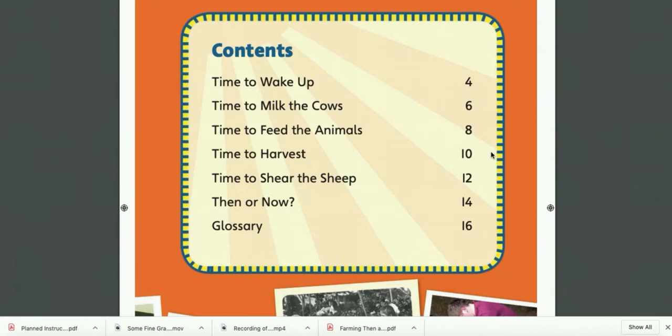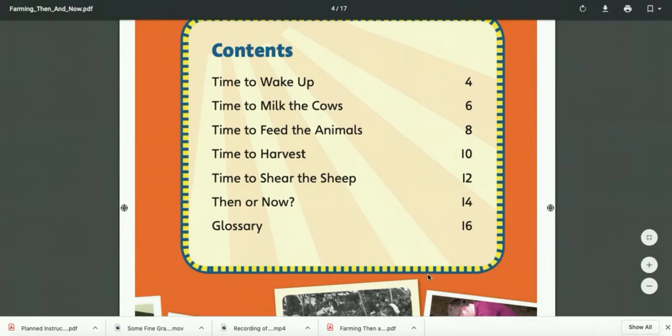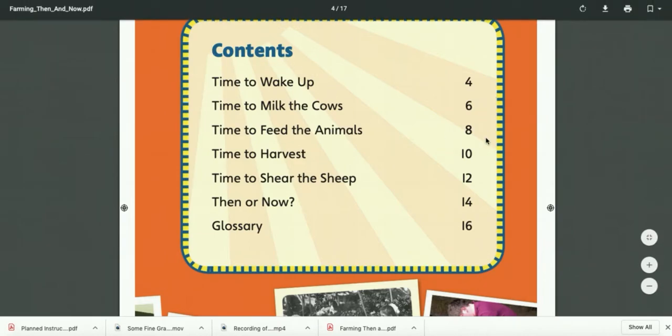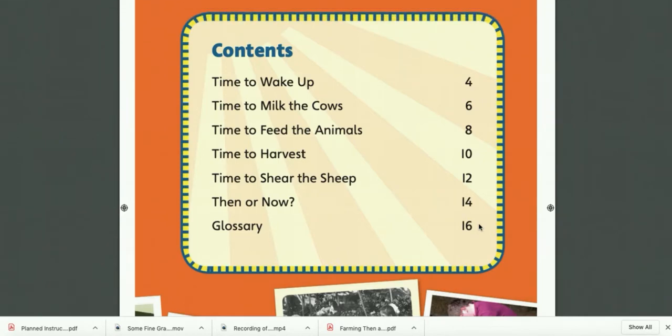Okay, so let's see. I'm going to go to Time to Milk the Cows. So where am I going to find that? Page 6. Remember that the table of contents is a nonfiction text feature. Nonfiction, remember, means that I'm learning about real events, real ideas. It's not fiction, fake, it's not made up, right? And in nonfiction text, a lot of times there's a table of contents that shows you where you need to go to access the information you want. So I don't have to read this book from beginning to end, and I'm not going to read it from beginning to end today. I'm going to skip around based on what I need to know. So I want to look at Time to Milk the Cows, page 6.